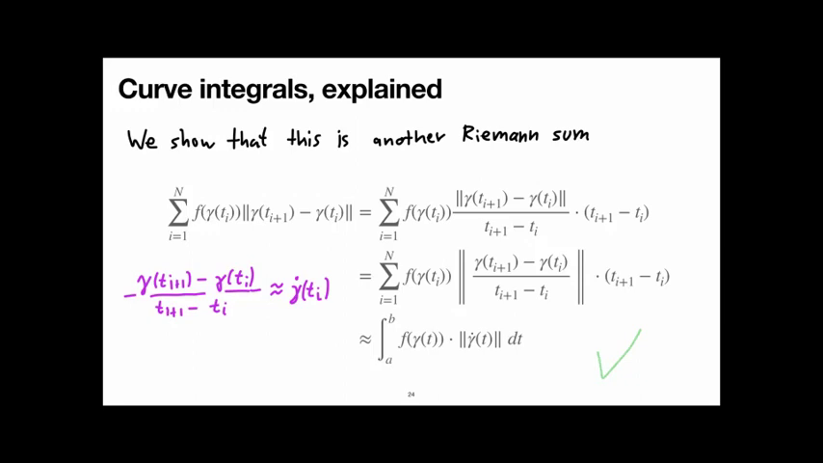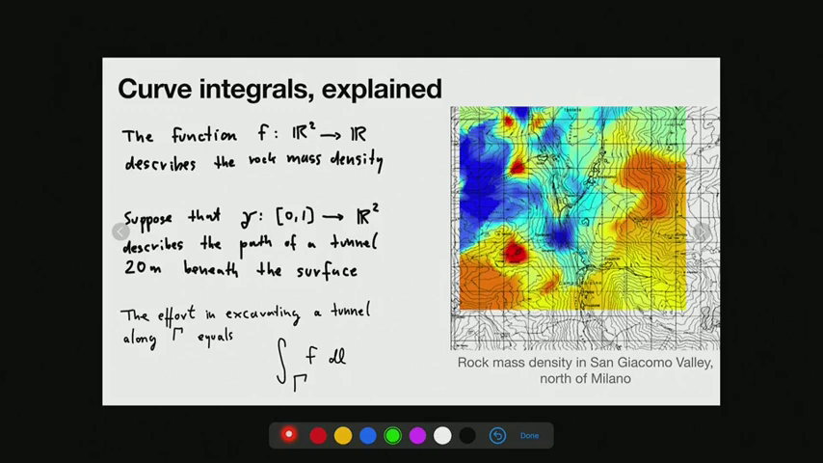So we had some numerical examples, we had some mathematical background. I would like now to finish the discussion of integrals of functions along curves with two more examples. What are applications of curve integrals? North of Milano, there's the San Giacomo Valley. Within that valley, people do geological surveys. For example, they're interested in the rock density there. Because it's still in the Alps, people care about how difficult it is to make a tunnel underneath.